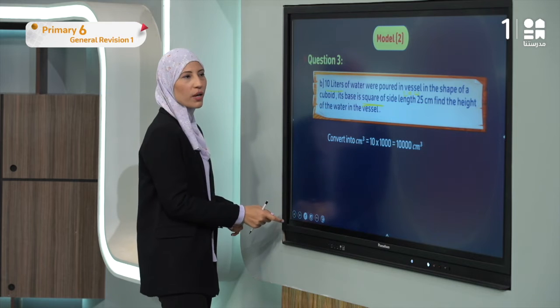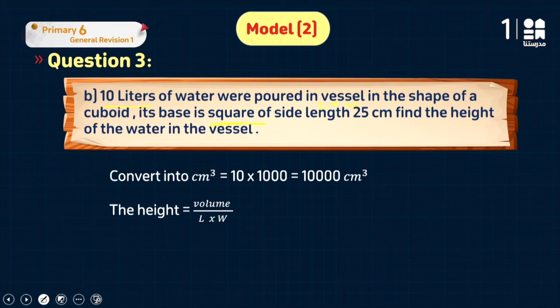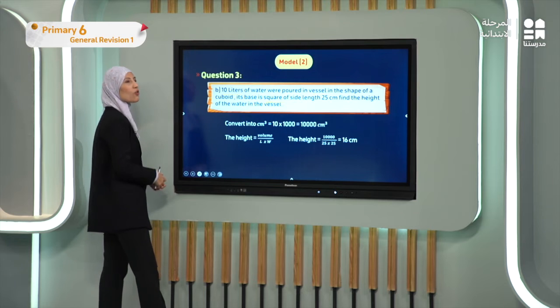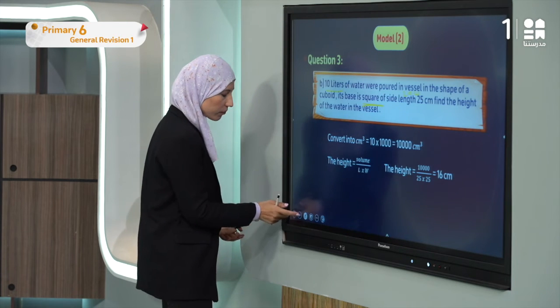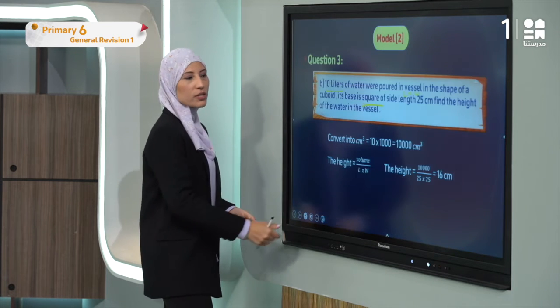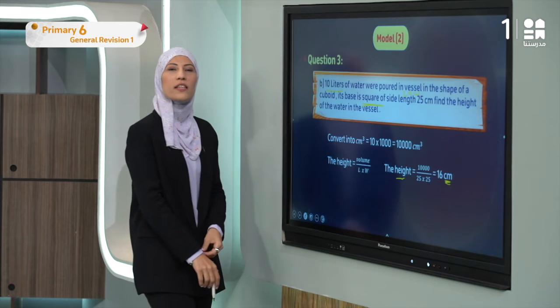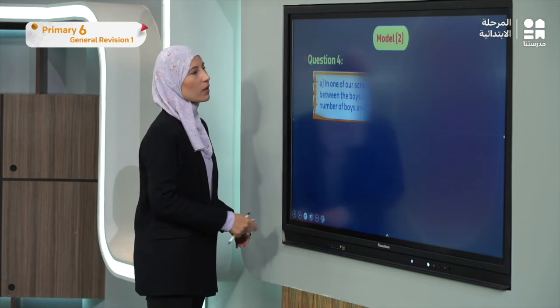Now I am going to write my rule: height equals volume divided by length and width, and I already know the length equals the width. So I will write 10,000 divided by 25 times 25, and by calculating it will be 16 centimeters. And of course I will say it as centimeters because it's a dimension. It's not an area, it's not a volume or a capacity, of course.